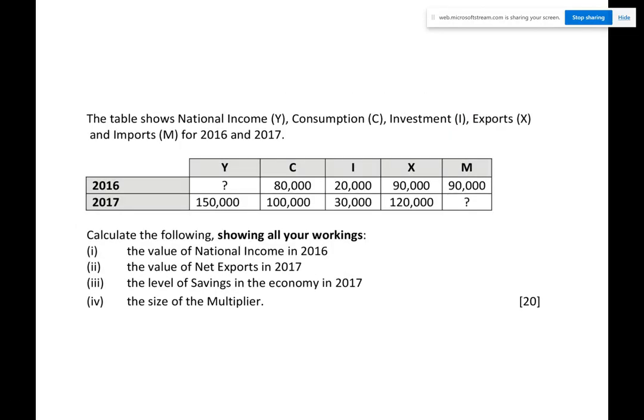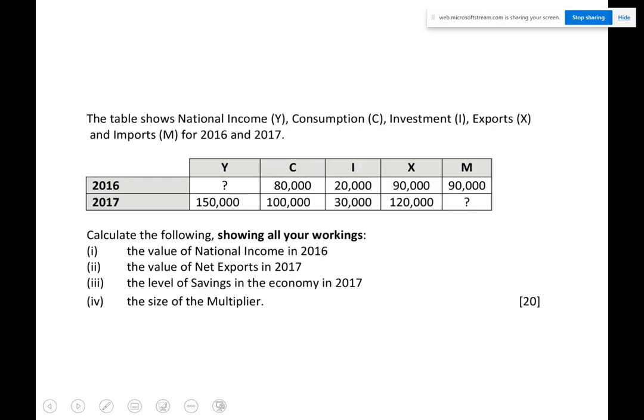Next question. This is another higher level Leaving Cert question. So let's have a look at the table below. The table shows national income, consumption, investment, exports, and imports for 2016 and 2017. So it's asking us for a couple of things. Calculate the value of national income, the value of net exports, the level of savings, the size of the multiplier. It would be really beneficial if you paused the video right here, had a look at it, and tried it yourself. Go on, pause it. Good stuff, you're back.